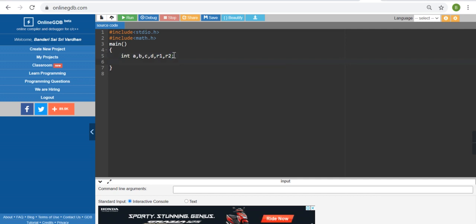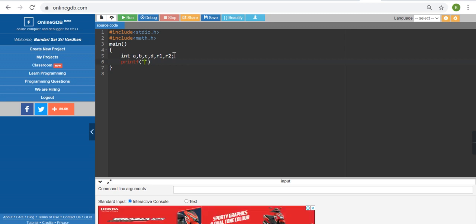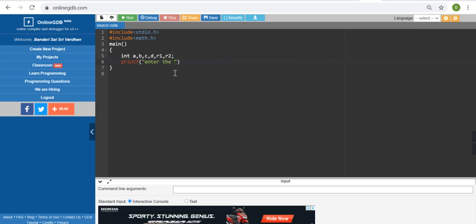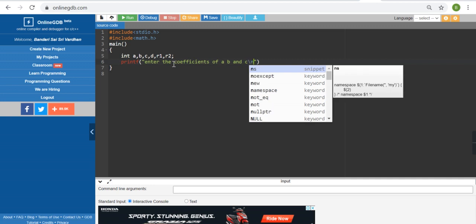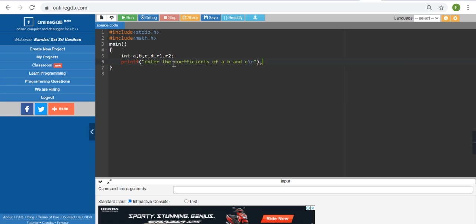Now entering into the program, first of all, what should I have? printf. What should be there in the printf? There should be a statement, a command to the user. What should be the command? Enter the coefficients of a, b and c, \n to get the entry into a new line. \n is the escape sequence.